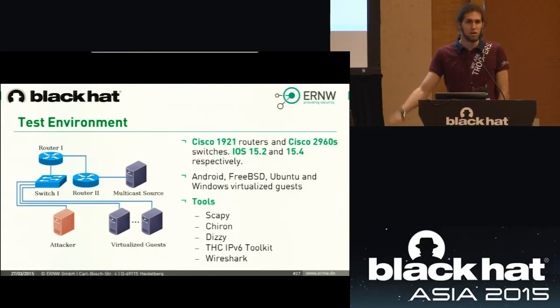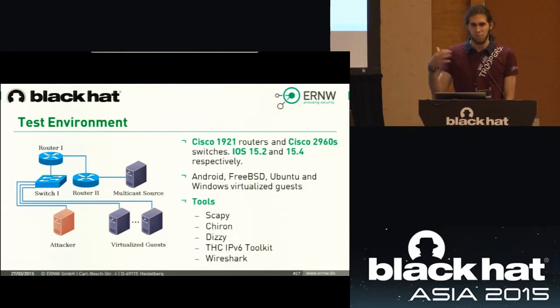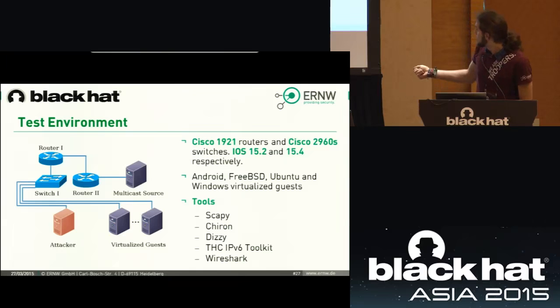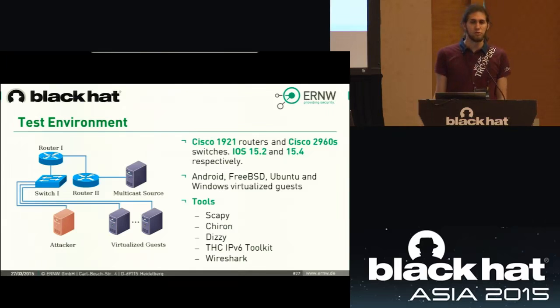Chiron is a tool, more of an IPv6 army knife, from Antonios Atlasis. He developed this tool especially for the purpose of testing IPv6 and IPv6 protocols. And Dizzy is a fuzzing suite from a co-worker of ours, and you can use it as well for fuzzing IPv6.